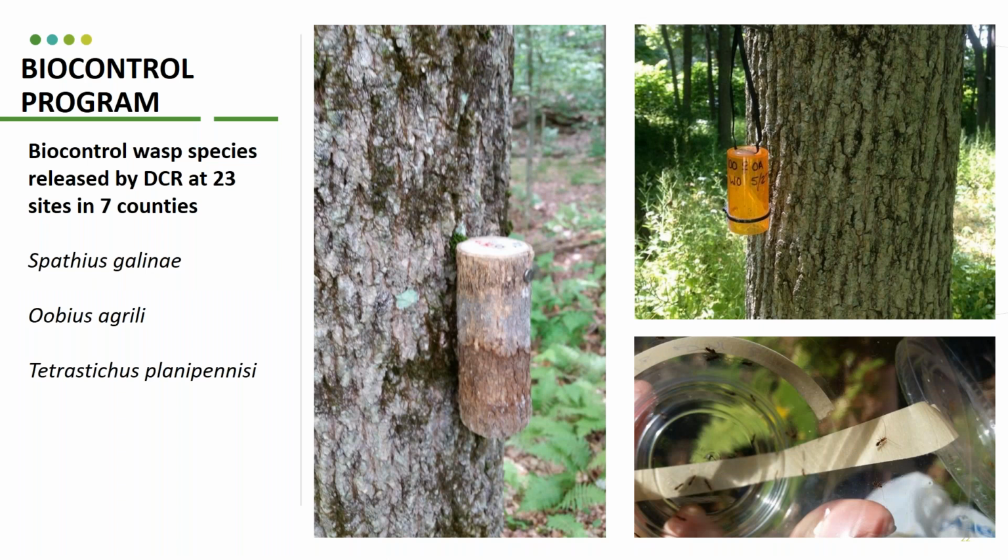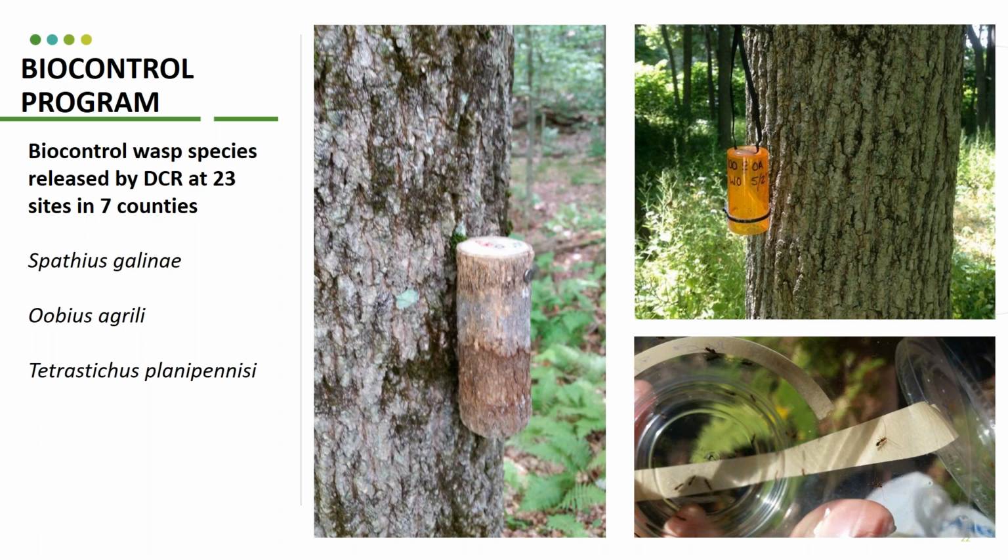So we do work on establishing biocontrol species throughout the state. These are parasitic wasp species. So I say wasps, but they don't sting people. They have what looks like a stinger coming out of their butt, but it is actually called an ovipositor, and that's where they get their eggs out of their body and into the emerald ash borer. So we've released at 23 sites across the state in 7 of our counties. Next year, our goal is to add an additional 4 new sites, which include 2 new counties.